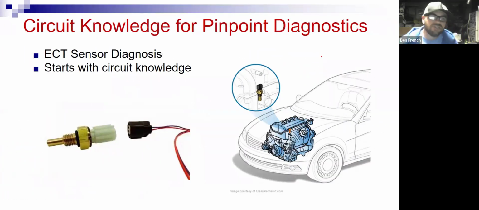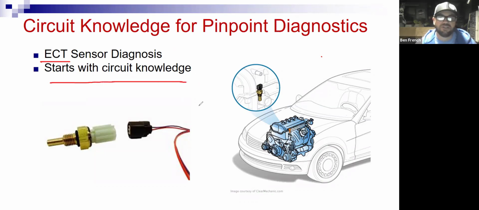Okay. So now we know that we can customize our data list and just look at the items we're interested in. We know that graphing the data is really important because it helps us identify problems a little bit better. But this doesn't get us around the fact that we have to have some pinpoint, circuit knowledge to really diagnose these problems. With that knowledge, I can really speed up my diagnostics. So I put together a quick example here for engine coolant temperature sensors. Okay, it starts with good circuit knowledge.